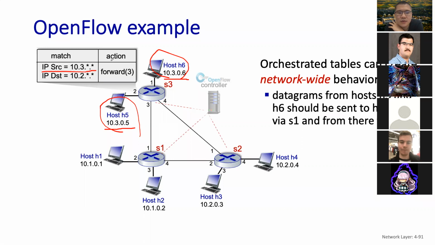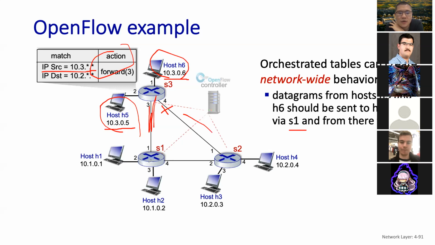So based on this action, we can limit all the packets sent by H5 and H6 to go this way, right? To go this way instead of this way, okay? Because based on our assumption, we want to go through S1 and S2. We don't want to go this way, right? We don't want to go this way, right? Okay. And this is the first forward.